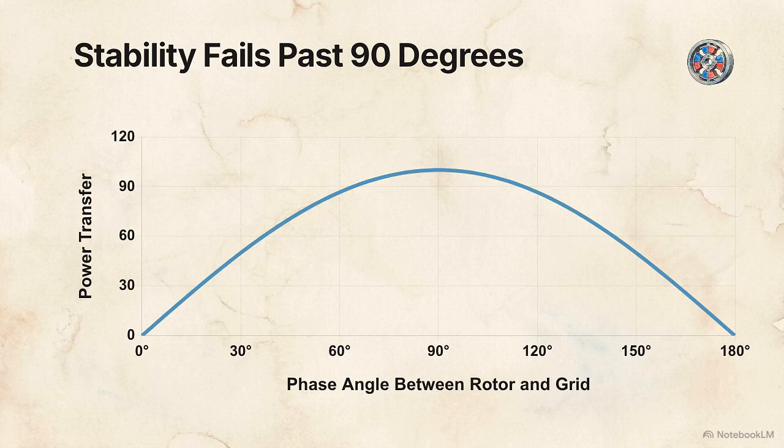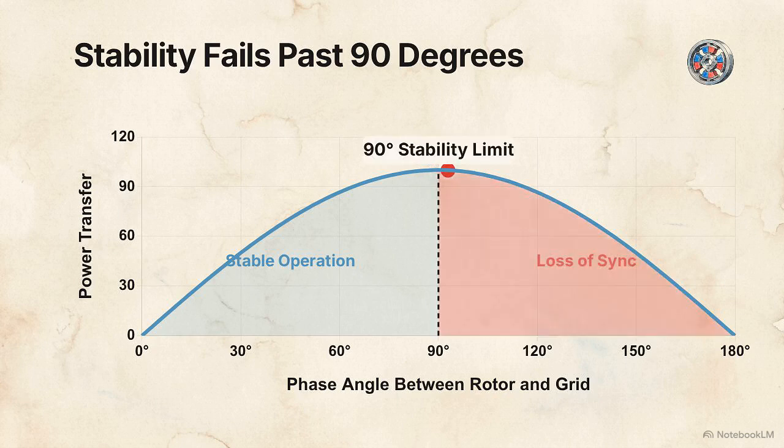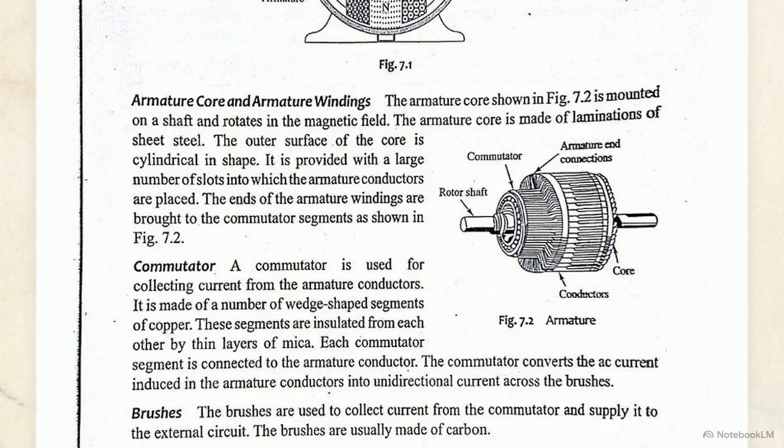With slip locked at 0, stability is dictated entirely by the phase angle between rotor and grid. Push the rotor past the 90-degree peak, and you lose synchronization entirely. We apply a final constraint, a physical switching device on the shaft. This is the commutator. As the rotor spins, internal currents alternate. The commutator acts as a mechanical linearizer, forcing those alternating currents to exit as steady direct current.